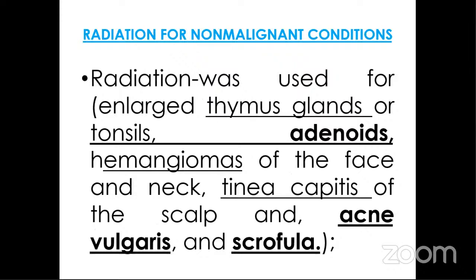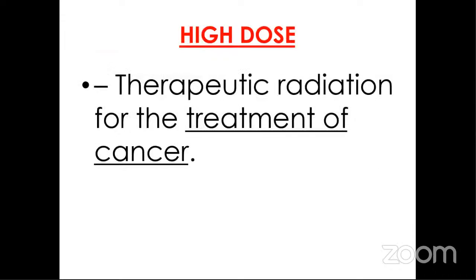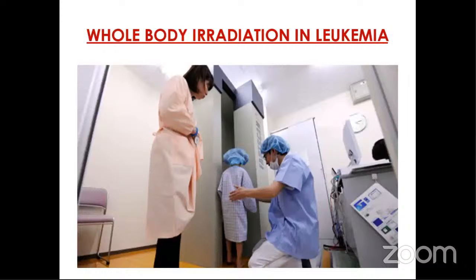طبعا كان في زمان لاين اوف تريتمنت لبناين ديزيز زي الراديشن يوزد ان تريتمنت اوف ثايمس جلاند انلارجمنت، التونسل الكبيره، الادينويد، الهيمانجيوما في منطقه الهيدا نيك، تينيا كابيتس، كروفيلا، اكني فالجاريس، كل دي بناين كونديشنز كان زمان بيستخدم فيها الراديشن كوان لاين اوف تريتمنت. طبعا الهاي دوز دي ليميتد لان العيان يكون خد جرعه كبيره قوي فور تريتمنت اوف كانسر، عنده ليمفوما، عنده لوكيميا، خاصه لو اتاخدت في سن صغير.